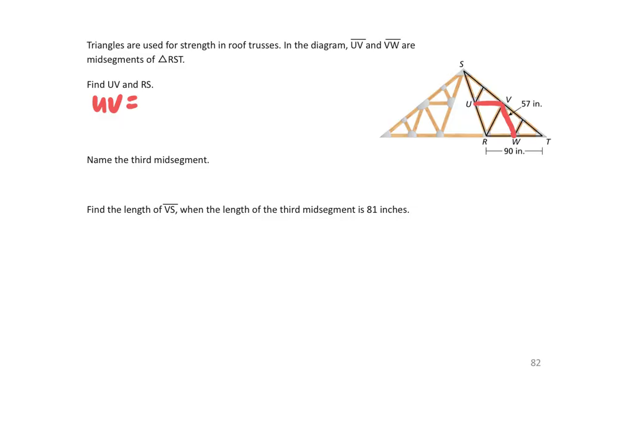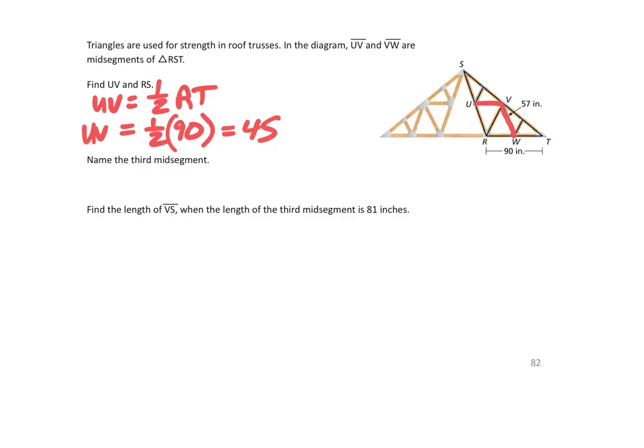If RT is 90, what would UV have to be? 45. It'd be half of that. Okay. So UV is going to be half of RT, and we know that RT is 90. So UV is going to be half of 90, which is 45. So UV would be 45. Okay. They gave me the long side. I'm going to go backwards to the mid-segment.